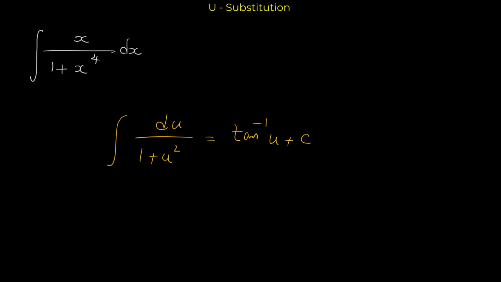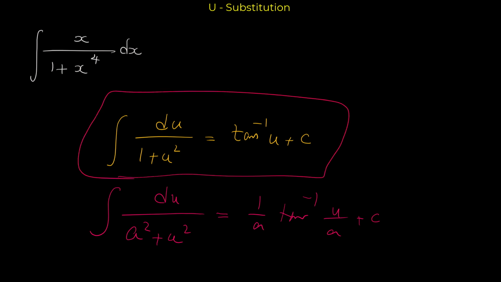There is a more general form for this formula, and that's this formula. Integral of du over a squared plus u squared is 1 over a tangent inverse of u over a plus c. The difference is that in the normal formula, we have only 1 here, just 1. But in this general form, here can be any number squared. It doesn't need to be necessarily 1. It can be 4, 2, 3, and so on.